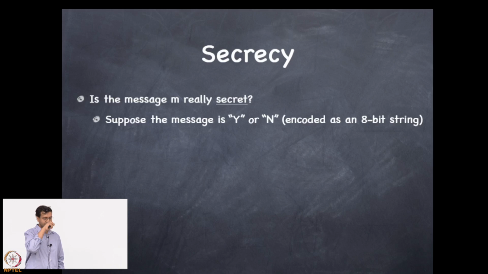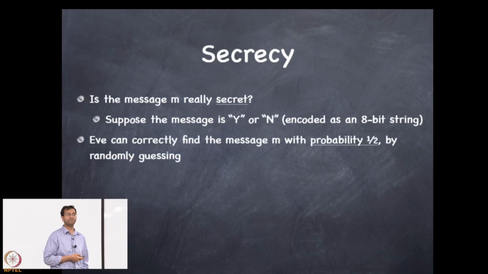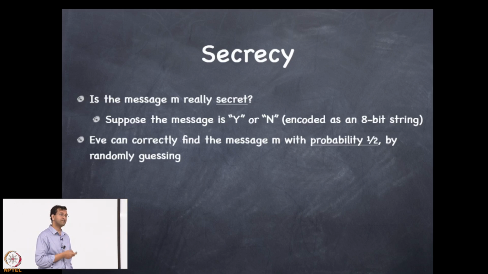Say the message is a secret, and that's what Alice encrypted and sent to Bob. An eavesdropper, can she guess what the message is? Well, she makes a random guess, she has a probability half of being right. So what kind of secrecy is this, if with probability half, which is a big probability, an eavesdropper can guess your message? Eve can correctly find the message M with probability half by random guessing. She's actually not even looking at the ciphertext. And that should give you pause.